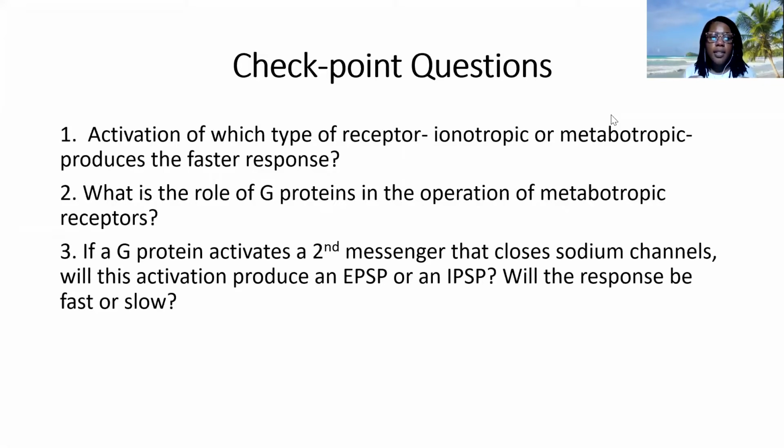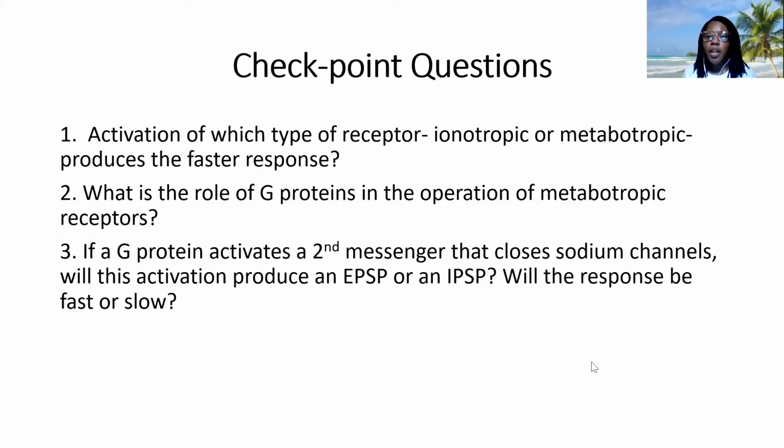Because we're closing sodium channels, we prevent the flux of sodium into the cell, we make it harder to fire an action potential, harder to depolarize that membrane potential, and so that will be an IPSP. And because we mentioned second messenger and G protein, these two players are only seen with the metabotropic receptor, which is the slow response, okay? So IPSP and slow response.